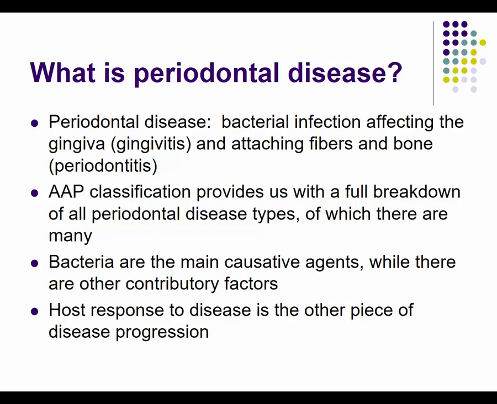The main causative agent is bacteria. And then the other piece of this is host response. Some bacteria produce enough destructive byproducts that the bacteria alone can cause destruction of the periodontium. However, a lot of the disease progression, or that loss of attachment in tissue, is from the body's immune response. So it is your body responding to that infection that is going to drive the destruction.